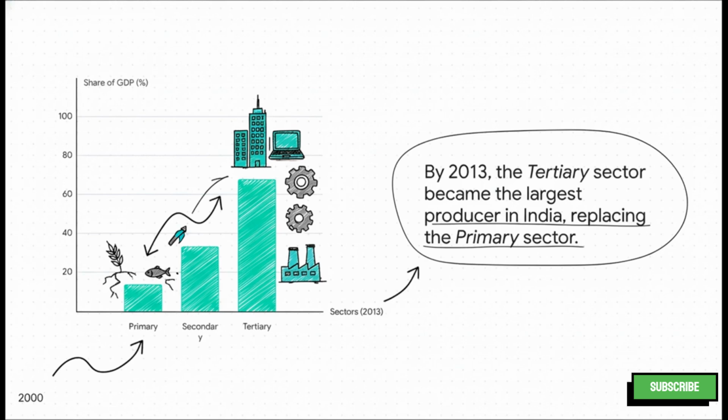Now, this is where the story gets really, really interesting. Just look at the shift between 2000 and 2013. The tertiary sector, the service sector, which was already the biggest, has just exploded, now contributing a whopping 68% of our GDP. At the same time, look at the primary sector. Its share of the economic pie has shrunk quite a bit. This one chart tells a powerful story about just how much the Indian economy has transformed.